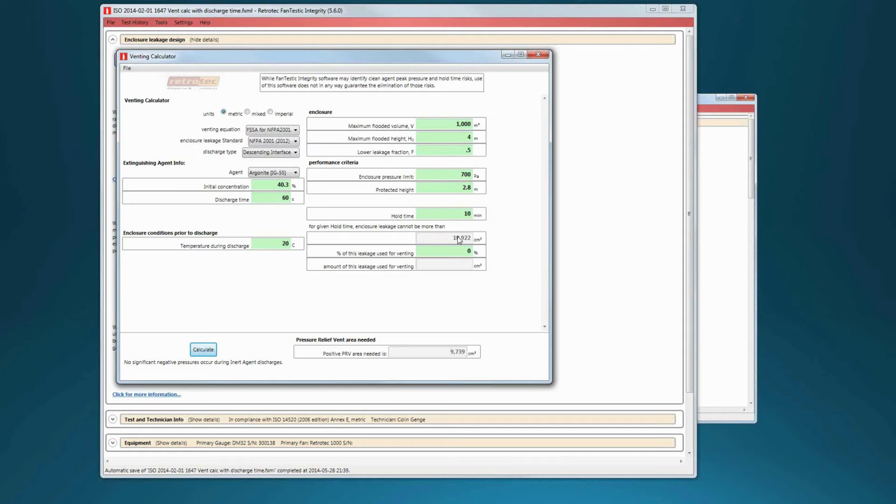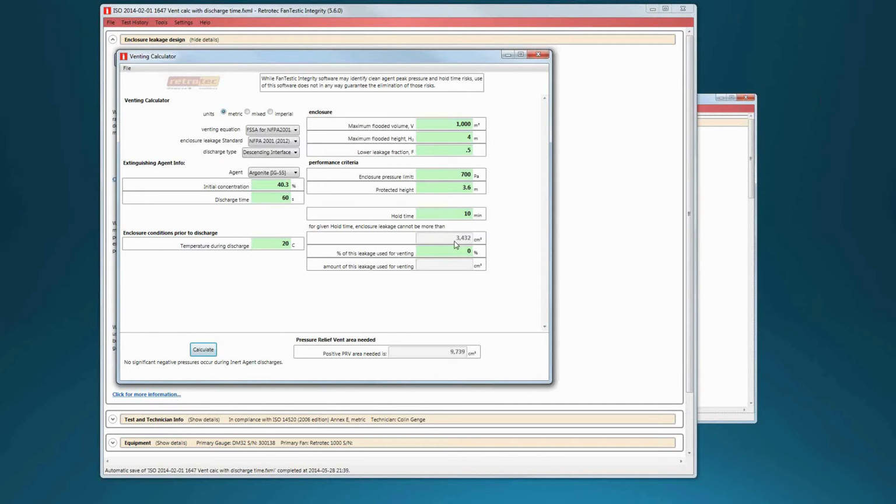Okay? So let's say, for example, we say, aha, well, we want to protect up to 90% of enclosure height. So that's 3.6 meters. We recalculate, and now it says that we've got to tighten the enclosure down to 3.4 square centimeters. I'm sorry, what is that?